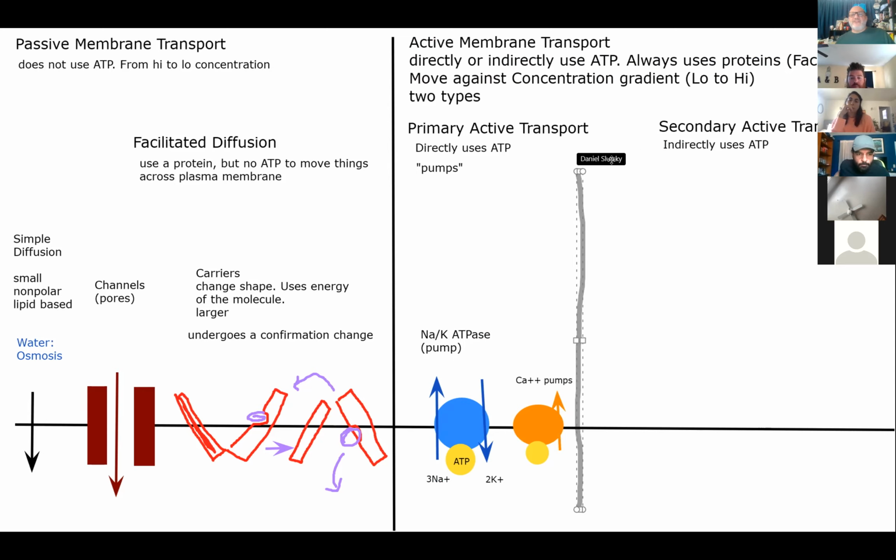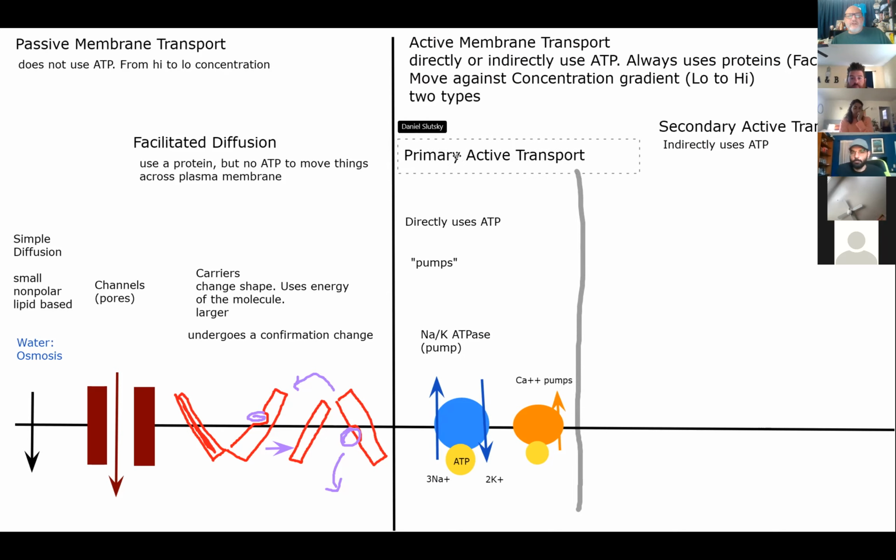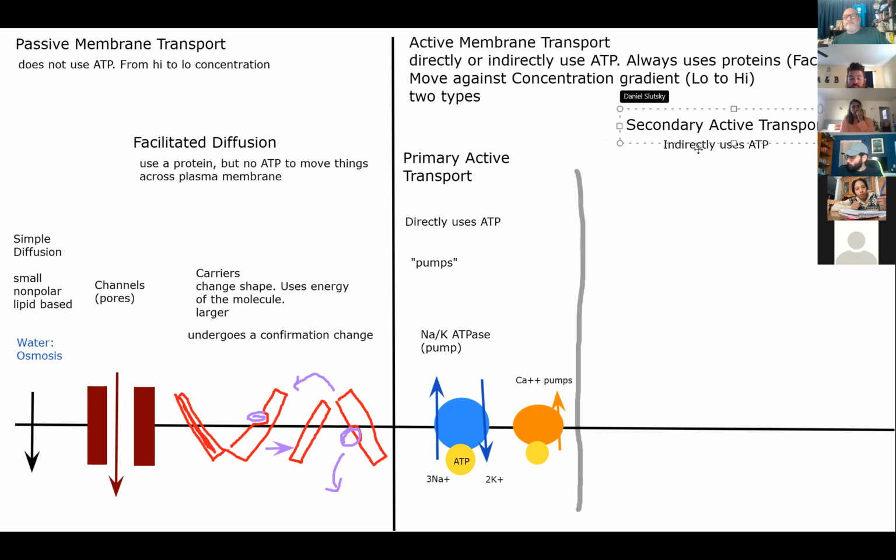So 2 examples of our primary active transporters are pumps, where we are directly using ATP to move materials into or out of the cell. All right. Questions on that? Nope. Excellent. So let's talk about a secondary active transporter. As I mentioned, it indirectly uses ATP. It doesn't use ATP directly. So let's see an example of this.